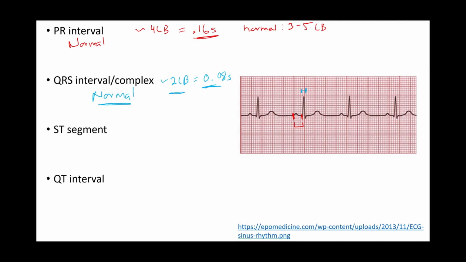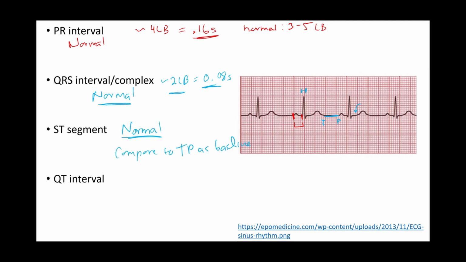Okay, next one is the ST segment. And remember, we want to see if the ST segment is elevated or depressed or looks funny in any way. So when I say elevated or depressed, what am I actually comparing it to? Because we need some kind of baseline to compare the ST segment to. Well, we want to compare it to the TP interval, the TP interval being here. This is our baseline, and we want to see how the ST segment compares to that. Is it elevated compared to the TP interval, or is it depressed compared to the TP interval? In this case, there's no elevation or depression of the ST segment, so we're going to say it's normal.